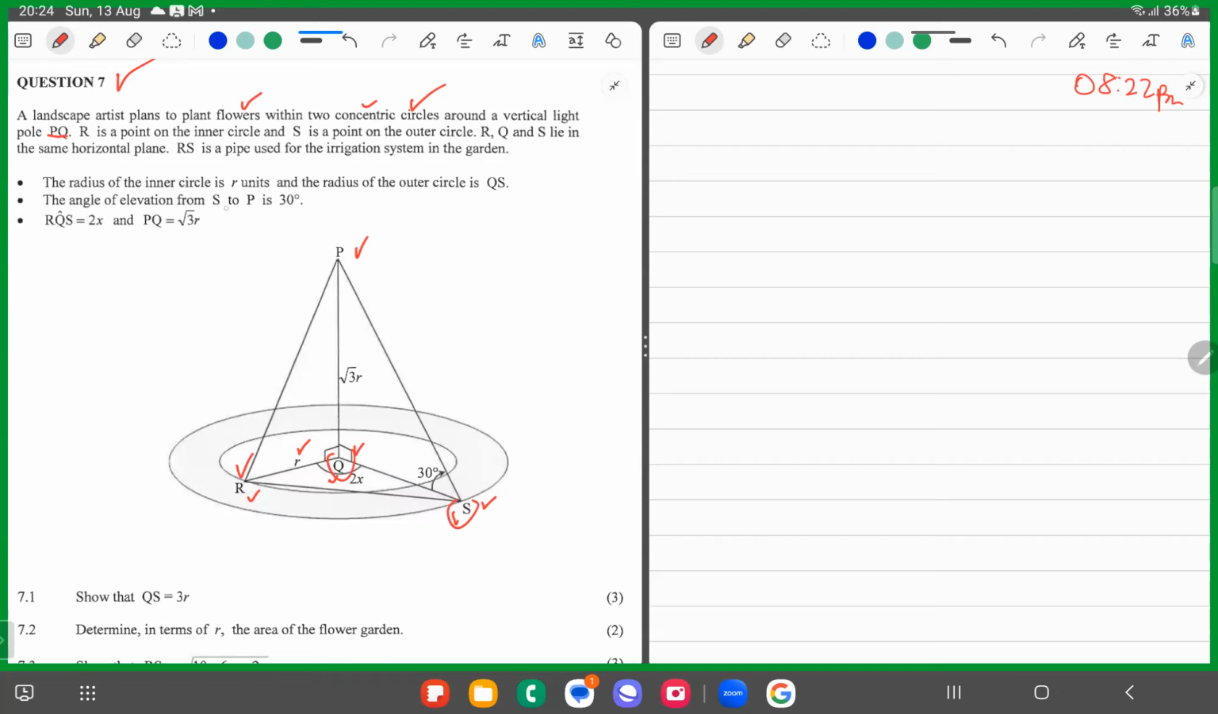The angle of elevation from S to P is 30 degrees. Angle RQS is 2x, so you have RQS is actually double x. And you have PQ equals the square root of 3 R.